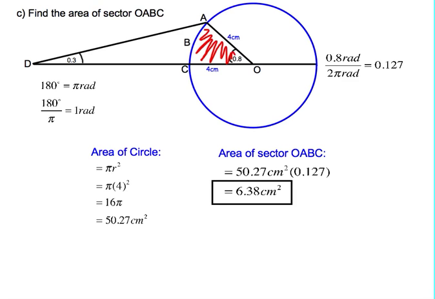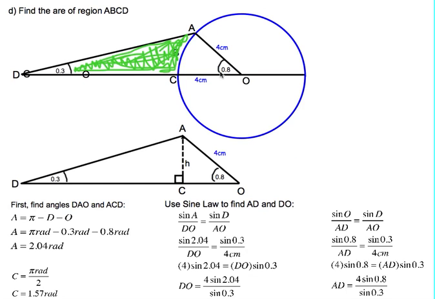And moving on to part D. Similarly, I highlighted what we need to find with the green scribbles. I've recreated this triangle right here without the circle, so it's easier to see the information. What we need to find first are the angles DAO, which is this angle right here, and ACD, which is this angle right here, which we know is 90 degrees because this is perpendicular to this line.